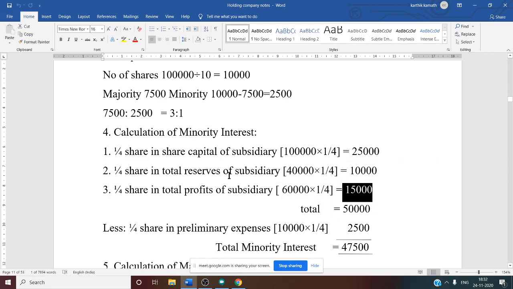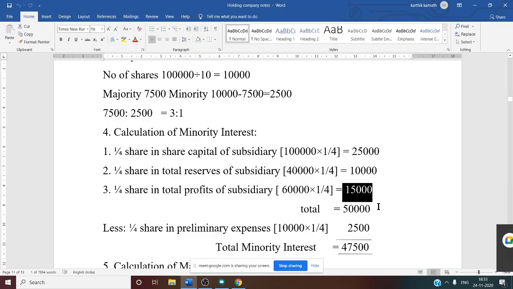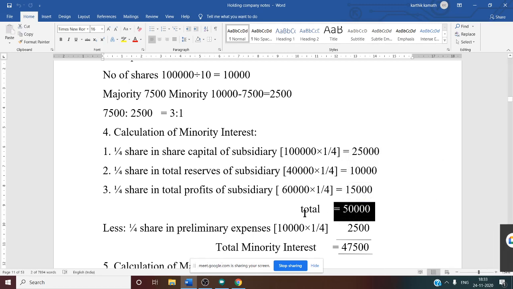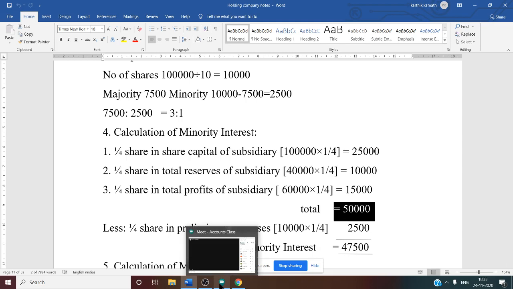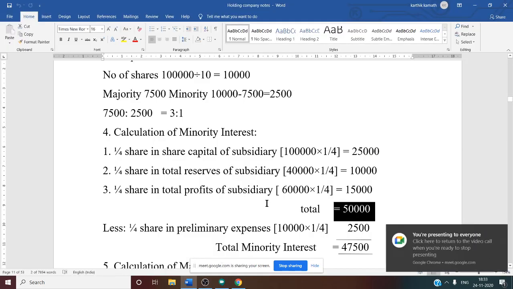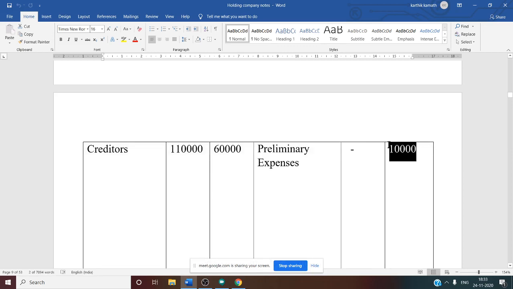Now the total minority interest is 25,000, 10,000, 15,000. So it becomes 50,000. 50,000 is our total minority interest. But there is a preliminary expense given on the asset side of the balance sheet. Whenever there is a preliminary expense, it is treated as a capital loss, and the capital loss has to be divided between minority and majority. So let us see the preliminary expenses amount once. In the question it is given as 10,000.